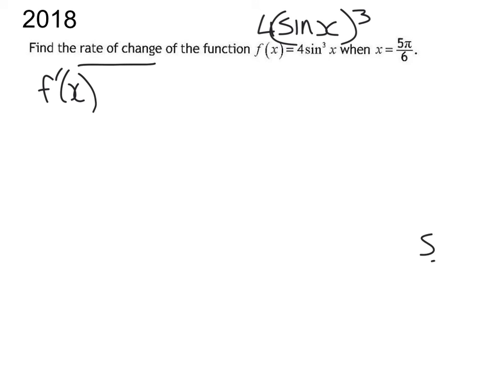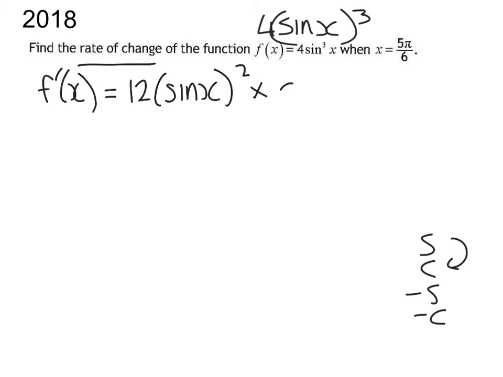So sine cos minus cos. Right, so differentiate that. So times by the power, so we're timesing the 4 by 3, which is 12. We are going to lower the power to 2. And when you differentiate sine x, you get cos x, so we're going to times that by cos x.